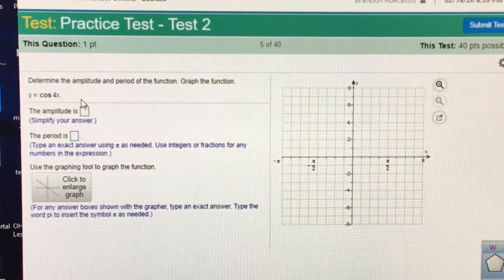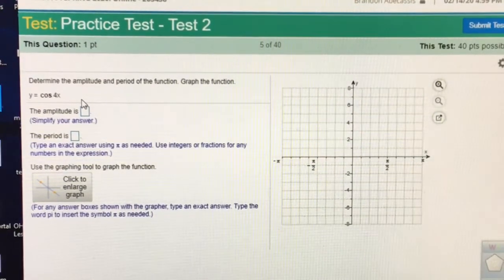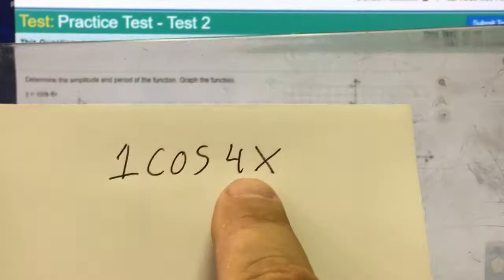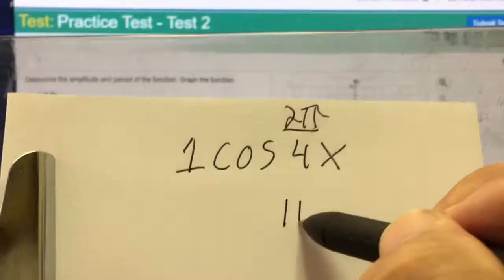Cosine 4x. Please be aware of that. The number in front of the word cosine is the number 1. So it's technically 1 cosine of 4x. So my amplitude is going to be 1. My period is going to be 2 pi over 4. Look how cheap I am. I like to just put the 2 pi over that 4, and that's going to simplify down to pi over 2 as my period.